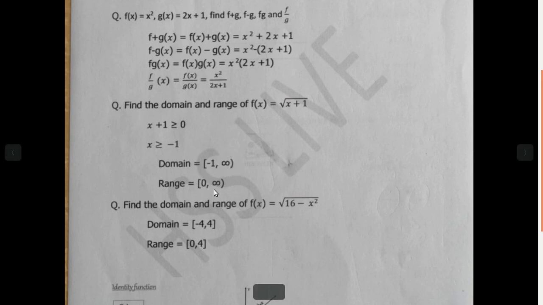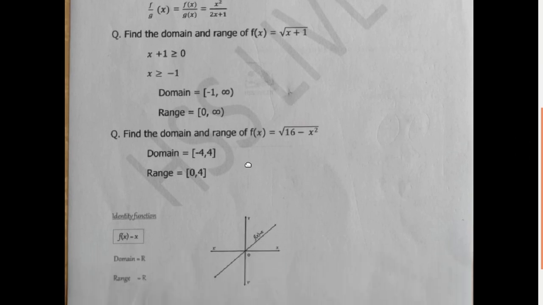What about the range? Range means the set of all y values. y equal to root of x plus 1. So when x equal to minus 1, the answer is equal to 0. When x equal to 1, the answer will be root of 2. When x equal to 2, the answer will be root of 3, and so on. So the range will be what? Starting from 0 to infinity. Why did we get 0? When x equal to minus 1, root of minus 1 plus 1, that is root of 0 equal to 0. So range is equal to 0 to infinity.